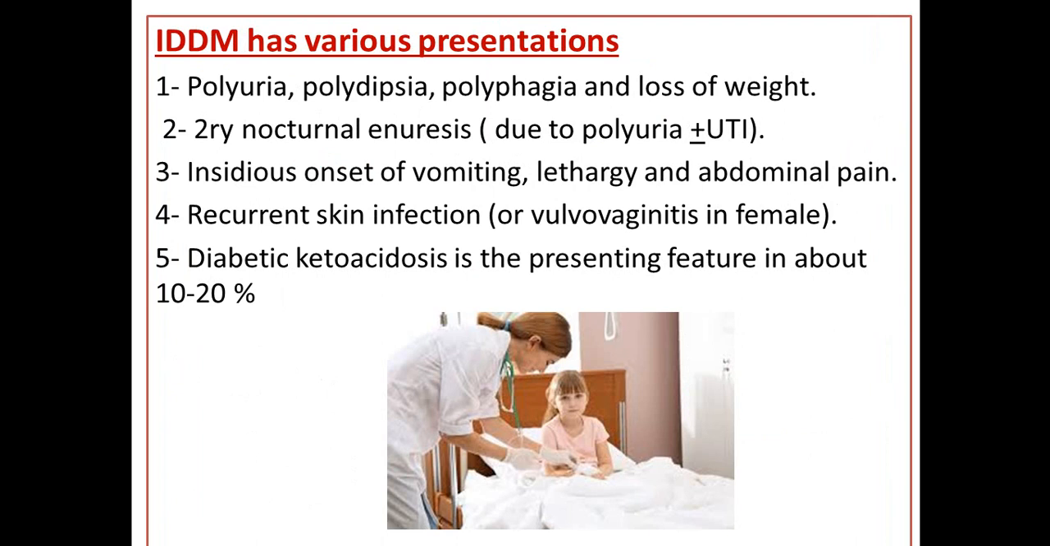So what is the presentation? As we said, for insulin-dependent diabetes mellitus, they get polyuria, polydipsia, polyphagia, and weight loss. They may have secondary nocturnal enuresis because they have polyuria, with or without UTI, which is common in patients with diabetes. And sometimes there is insidious onset of vomiting, lethargy, abdominal pain. They get recurrent skin infections, and in females vulvovaginitis is common. Sometimes, in 10 to 20%, diabetic ketoacidosis is the presenting feature.